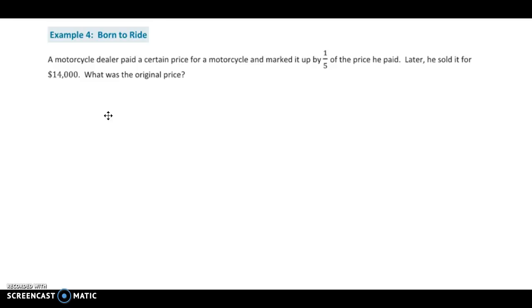Well, already, this is what is difficult about the problem. We do not know what the original price is. Later, he sold it for $14,000, so we have the ending price, but we need to work backwards and find the original. Okay, so our tape diagram, we're going to want to start that off just like you would any other time with the original price, but this time we don't know what it is.